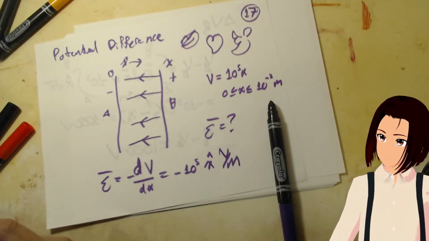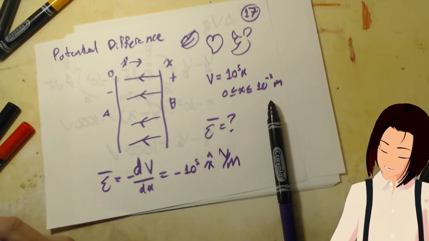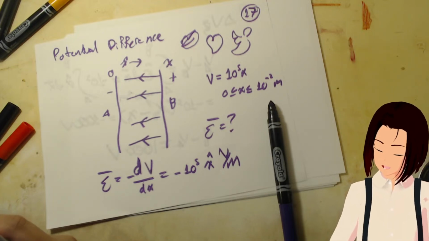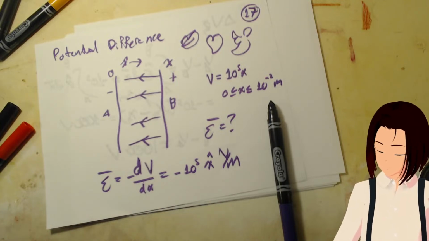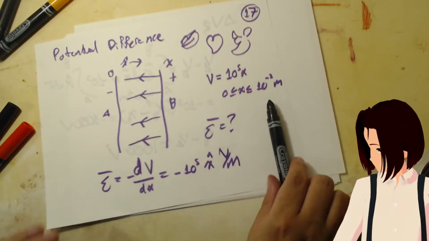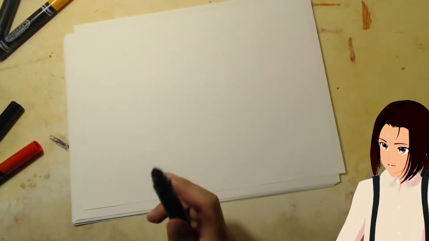Finally, we can get to electric current. What do you know about electric current, Matthew? That it has the letter I. Yes, the letter I.